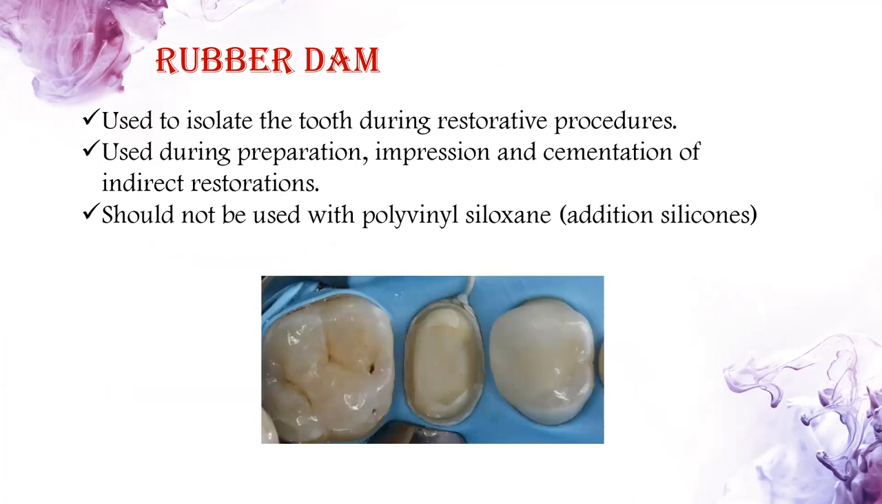Rubber dam, used to isolate the tooth during restorative procedures. Used during preparation, impression and cementation of indirect restorations. Should not be used with polyvinyl siloxane. When used with the elastomeric impression materials, it should be lubricated and the clamp removed.